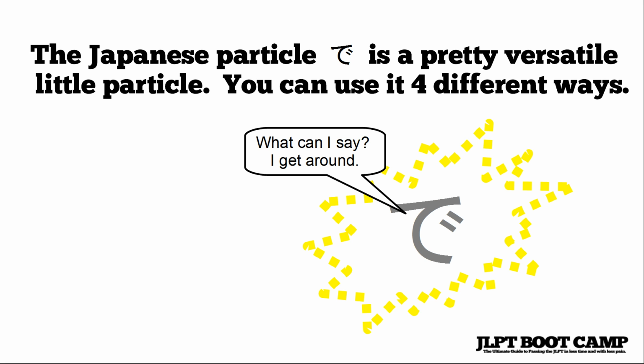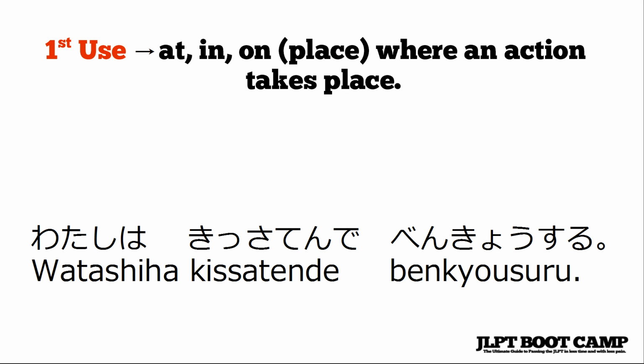Today we're going to go over the Japanese particle de. This is a very versatile little particle. You can actually use it four different ways. The first use is at, in, or on: the place where an action takes place. And that's the key here. An action has to be taking place at this location in order for you to use it.